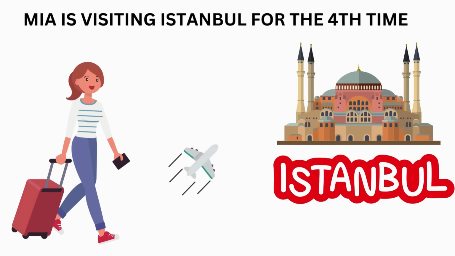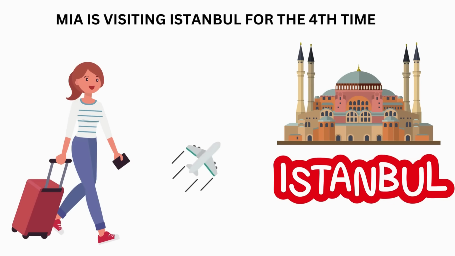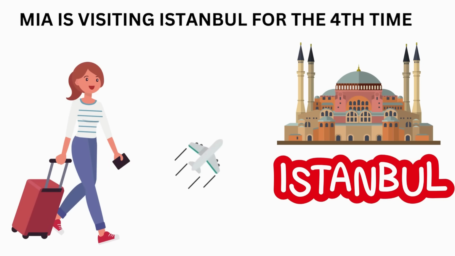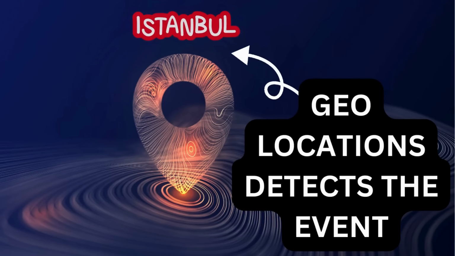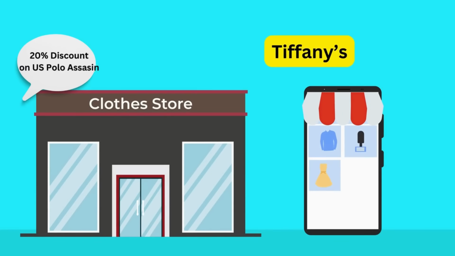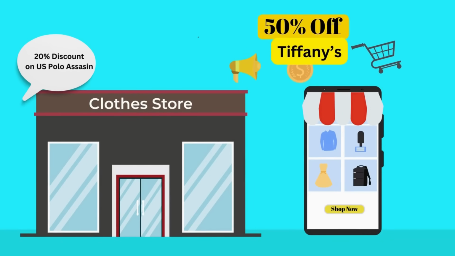Mia is now visiting Istanbul for the 4th time. The geolocation detects the event. Mia now starts to receive text messages on offers and discounts from all the merchants who she visited in her previous visits to Istanbul.